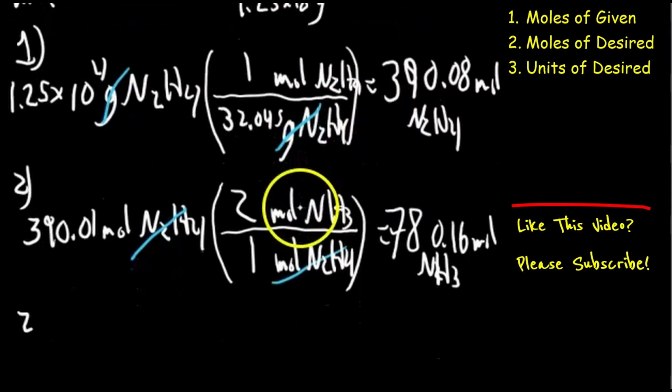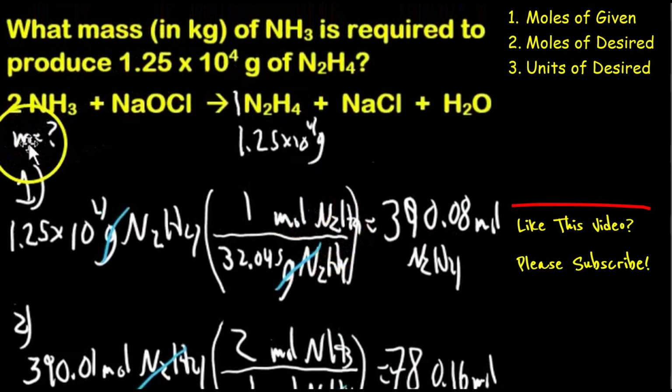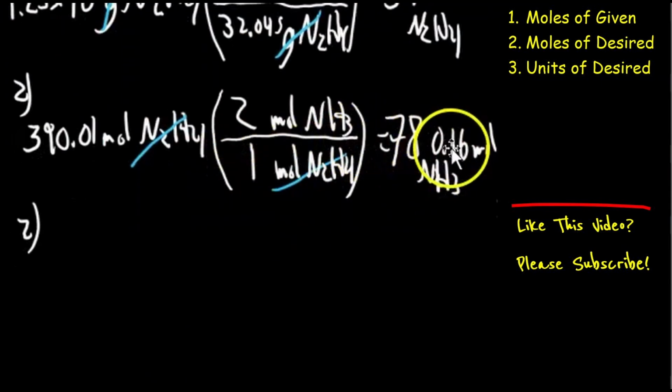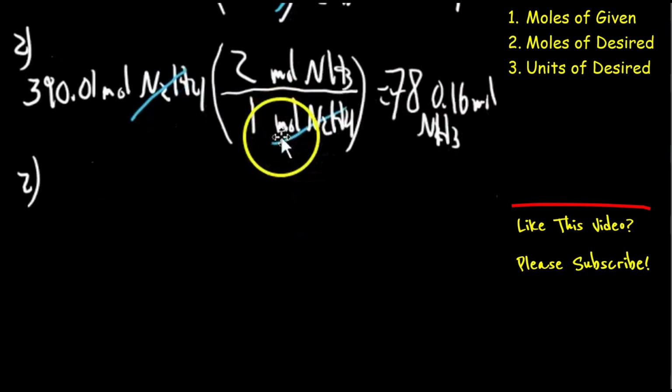And lastly, step 3, we want the units of our desired. So units is whatever we're trying to solve for. In this case, mass in kilograms. Well, that's annoying. Kilograms. Anyways, we want to get the mass. So we're going to use the answer from the previous step, moles, and then we want to go from moles to kilograms eventually. Now, we can't go to kilograms directly, of course, because we need to use the molar mass. So we'll go to grams first.